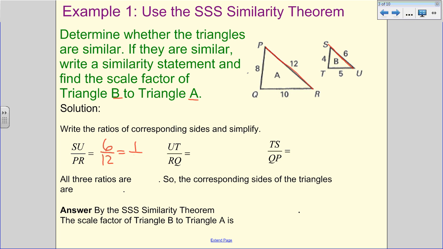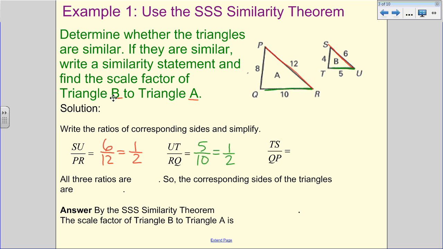And simplify that, guys. Make sure you get it down. And because we want a scale factor, we want to keep it as a ratio, so let's turn 6 divided by 12 into the fraction 1/2. I'm then going to take UT as the next one, and that's the middle length. So I'm going to match that up with the middle length here, which is 10. So UT goes to RQ, which means I have 5/10, and 5/10 is 1/2.